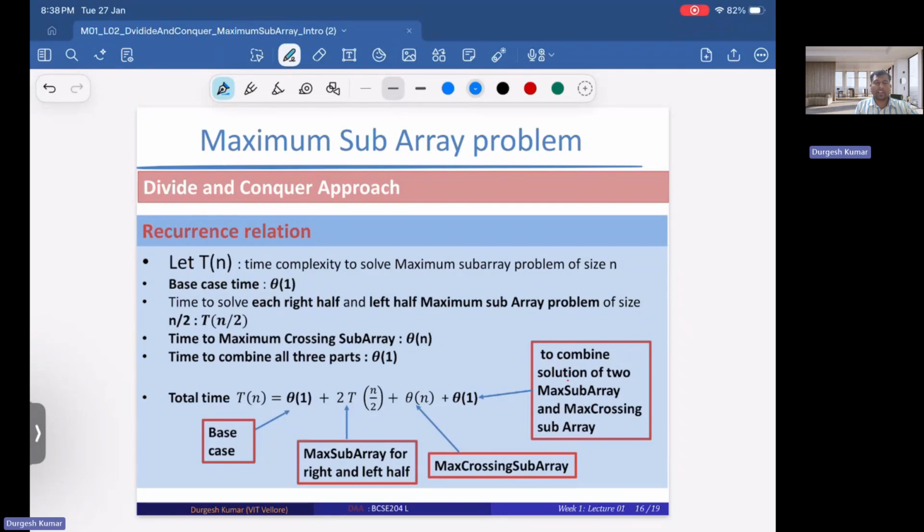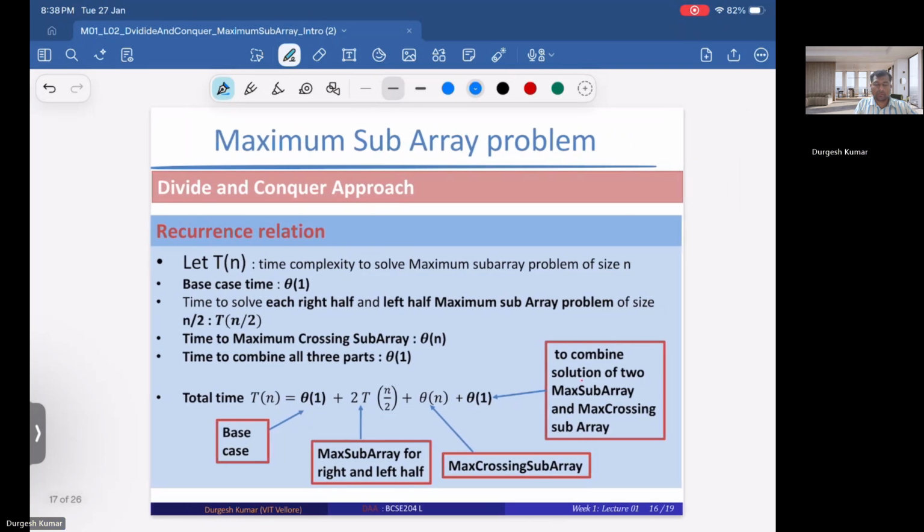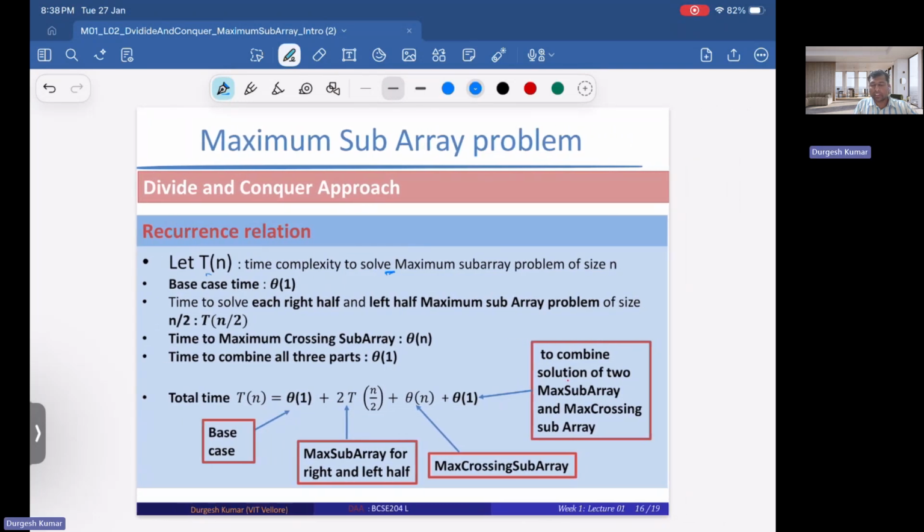So what would be the recurrence relation for this function? Let T(n) be the time complexity to solve the maximum subarray problem of size n. Base case will take theta 1. You have to just compare: if low equal to high, you have to return that element. Otherwise, you have to divide the array into two halves and call the maximum subarray on each of the halves.